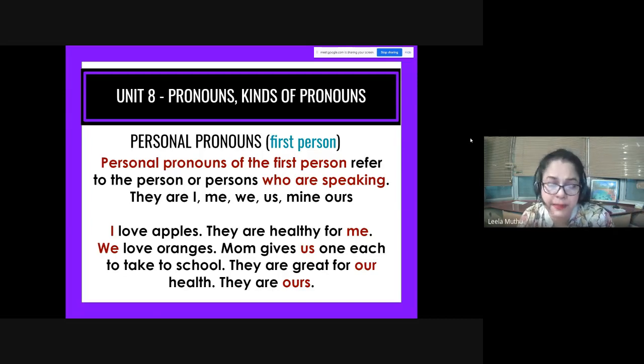Okay, so for example, look at this sentence: I love apples. I am telling you about it. I am doing the talking. I love apples. They are healthy for me. Okay, then I'm talking with my daughter and I'm telling you something. We love oranges. My mom gives us one each to take to school. They are great for our health, me and my daughter, and they are ours. We won't share them.